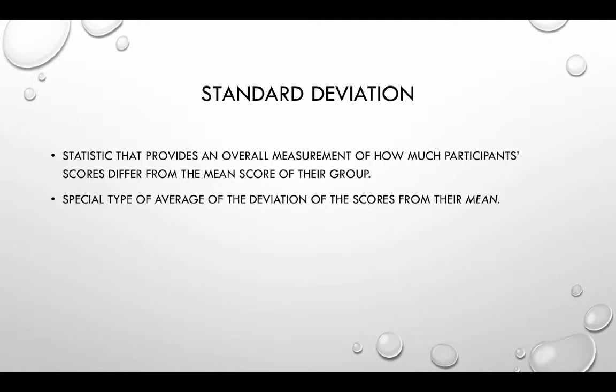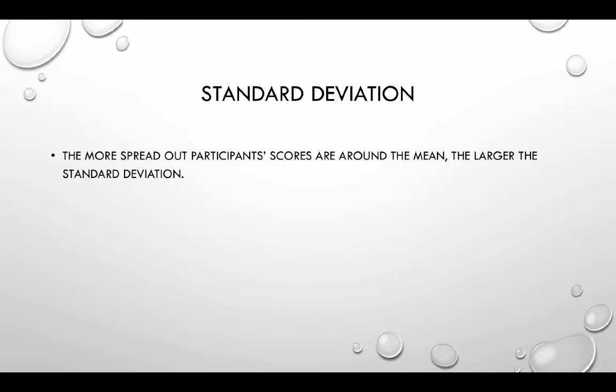So it's a special type of average of the deviation of the scores from their mean. The way I always think about it is, how far out did the scores go from the mean? What's the difference between what the score is and the mean? That's what you're looking at with standard deviation. So the more spread out participant scores are around the mean, the larger the standard deviation. Another way to think about this also is, the larger the range, which we covered in Section 10, the larger the standard deviation.